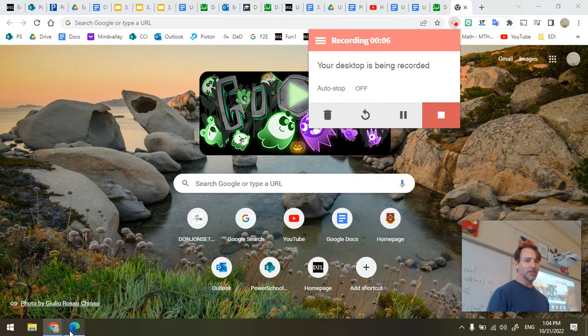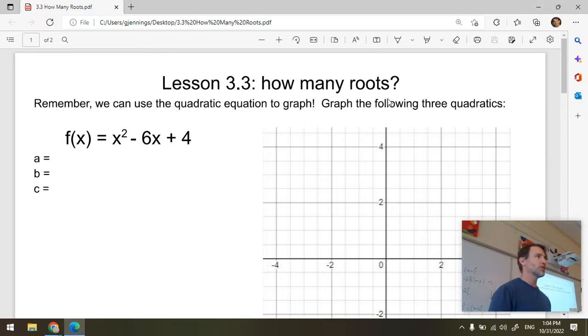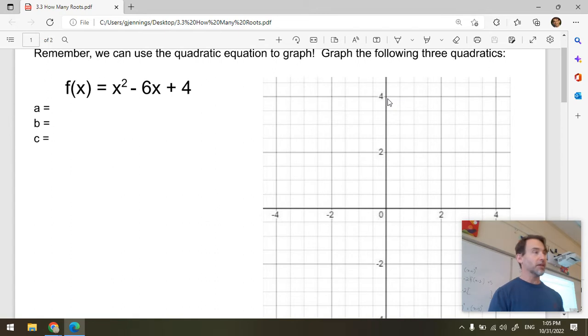And today our topic is how many roots do these quadratics have? How many x-intercepts will there be? We actually have a tool that's going to show us the number of roots, and we'll learn to use that today. So, just to review, we're going to start by graphing three different quadratics, and we're going to use the quadratic formula to do so.